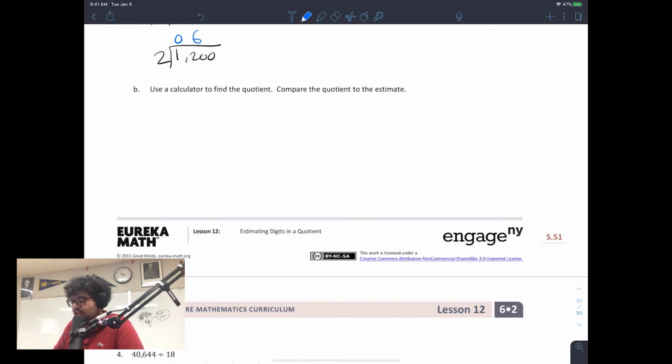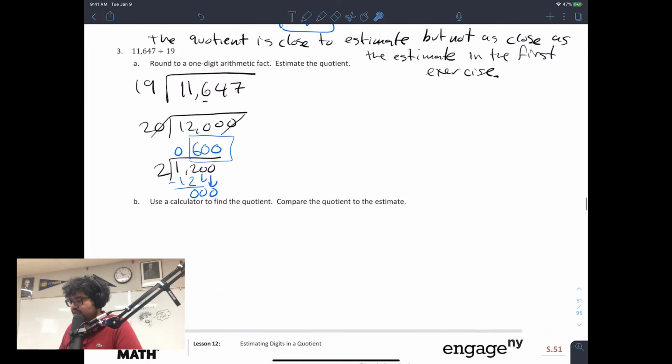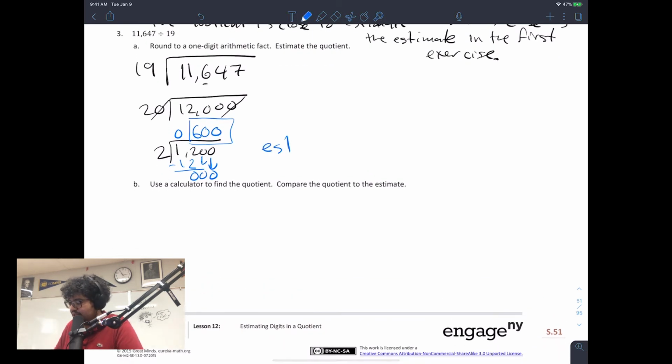The answer is 6. Why? Well, because 6 times 2 is 12. So you take away 12. 12 minus 12 is 0. But you've got to bring down one of those zeros. Now you say, how many times can you fit the 2 into the 0? The answer is 0. Then you bring down the last 0. And now how many times can you fit the 2 into the 0? The answer is 0. So there's my answer. My answer is 600. The 0 to the left doesn't have any value. So my answer is 600. So then I can say that my estimate is 600.